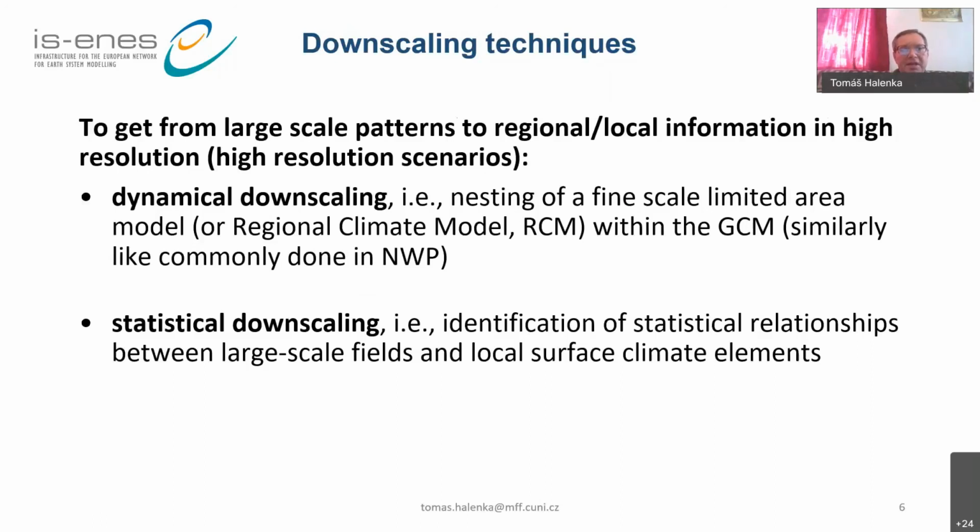Another method for downscaling, which is pretty well known, is statistical downscaling. There are many methods for statistical downscaling. Basically, it's about identifying statistical relationships between large-scale fields and local climate variables, climate characteristics.